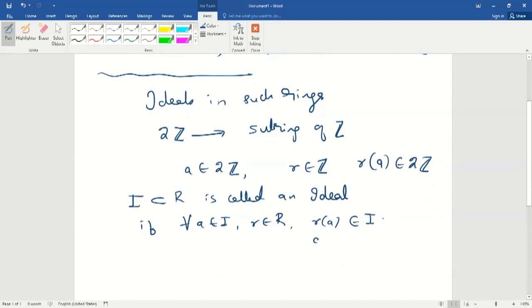Similarly, a times r also belongs to I. If this property is true, it's called a right ideal. First of all, I is a subring, and then this property holds. So in general, if you don't specify anything, I is a two-sided ideal. Now, ideals are very important for algebraic geometry. That's why I was indicating this.